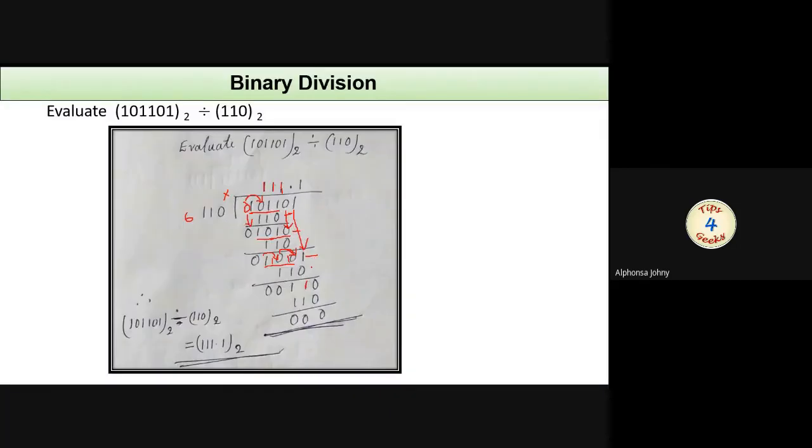There are no digits to copy down. So what we will do? Just as in the case of decimal division, we will put a binary point over here and we will append a 0. So the number will become 1 1 0. 1 1 0 is 6. Now how many times 1 1 0 is included in 1 1 0? 1 times. So 1 into 1 1 0. The answer is 1 1 0. 1 1 0 minus 1 1 0. The answer is 0. So we will get the answer as 1 1 1.1 to the base 2. So when we divide 1 0 1 1 0 1 with 1 1 0, the answer will be 111 to the base 2. Thank you.